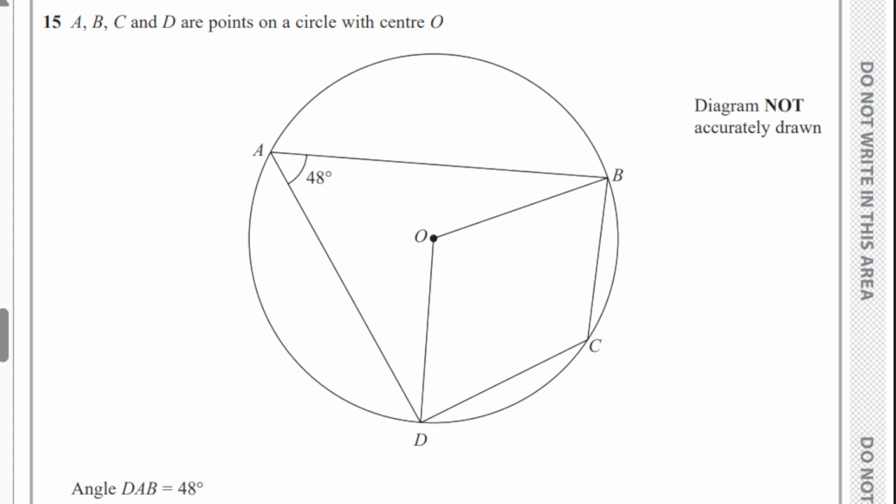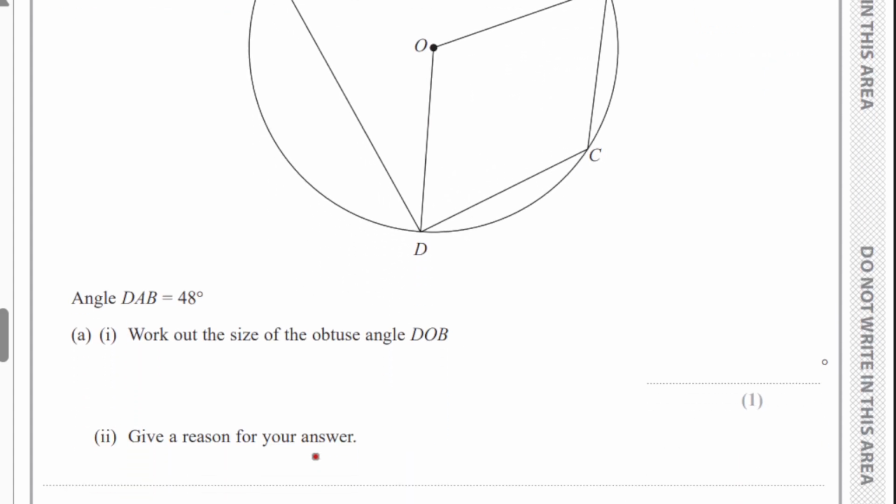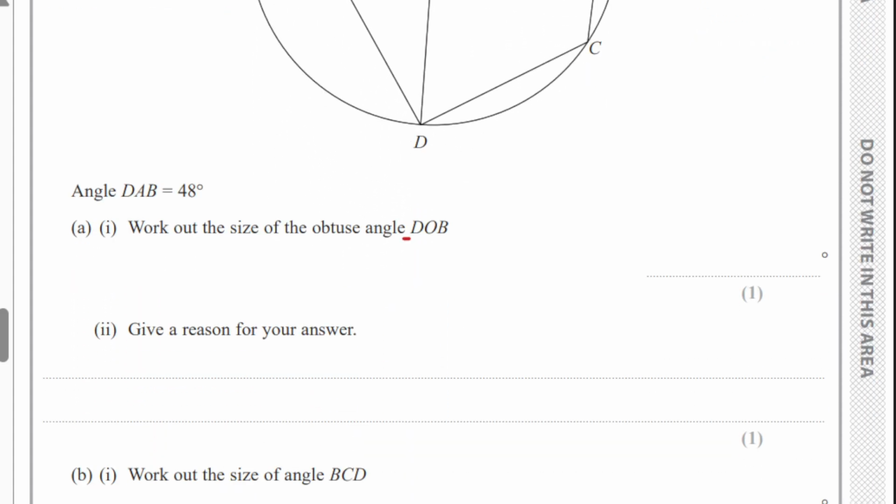Question 15 is 4 marks. Can we do it in 15 seconds? Let's try. The first part says find angle DOB.